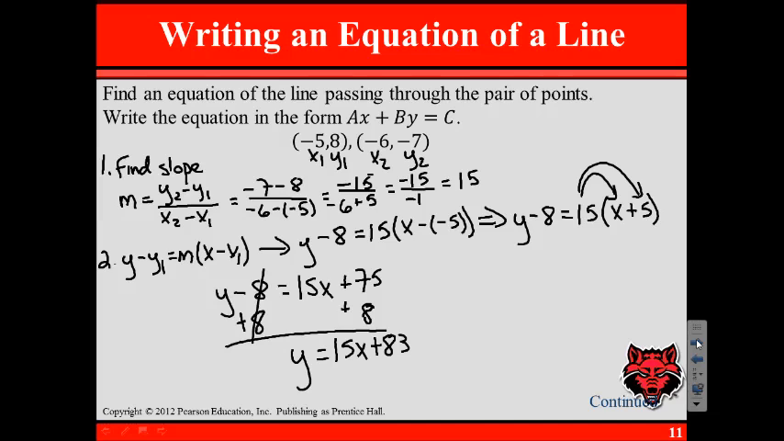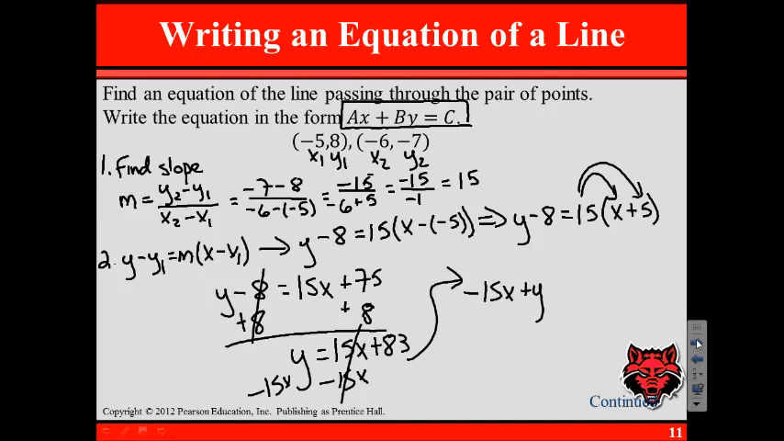Now, if we were asked to write the equation in slope-intercept form, we would be finished. But because we want it in the form ax plus by equals c, or standard form, we need to move our x value to the left-hand side. So we change the sign. The opposite x values cancel on the right-hand side. And we're left with negative 15x plus y, because that was a positive y value, equals 83.